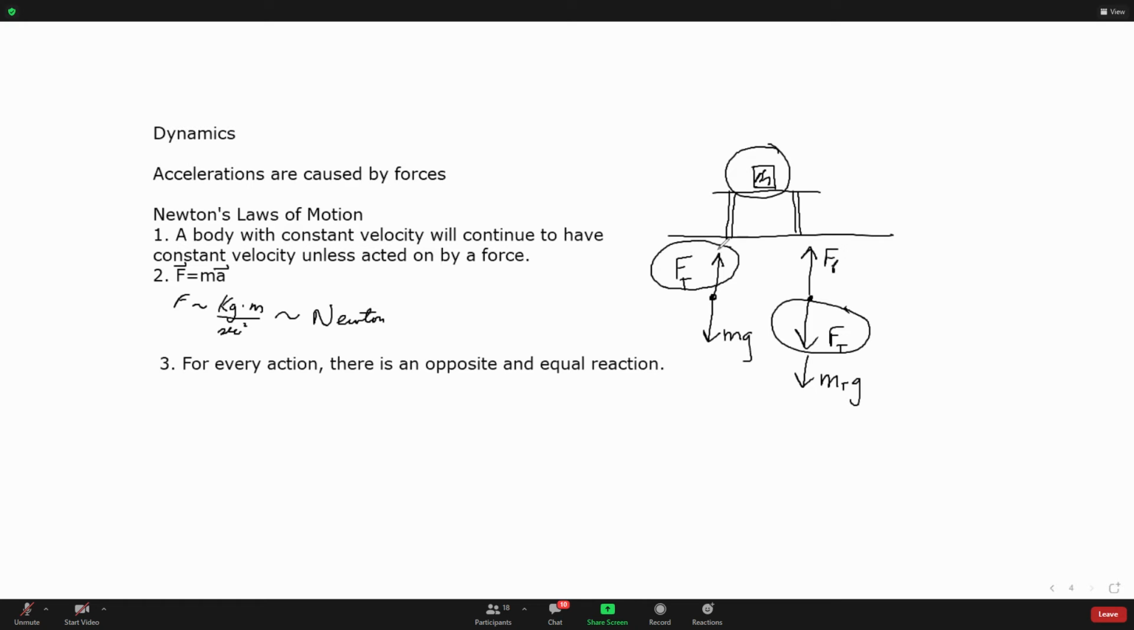So I could write down the equations of motion here for these two bodies and solve them. And we'll do that later. We'll see how to do that later.